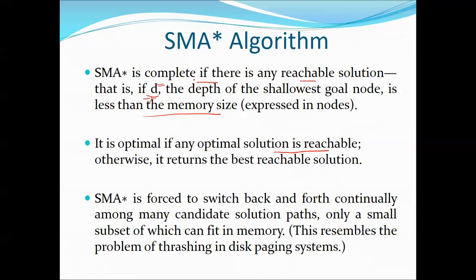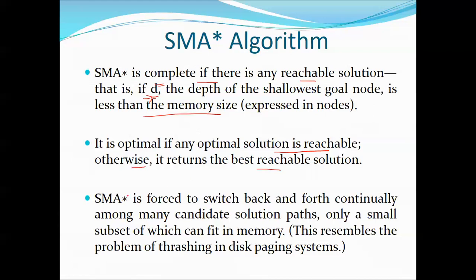It is complete if there is a reachable solution at depth d, where d is the depth of the shallowest goal node. It is optimal if any optimal solution is reachable, that is, within the memory limit. Otherwise it will return the best reachable solution. So sometimes the best solution may be at a deeper level. It is not that the best solution always should be at the top level. So it all depends on the cost.